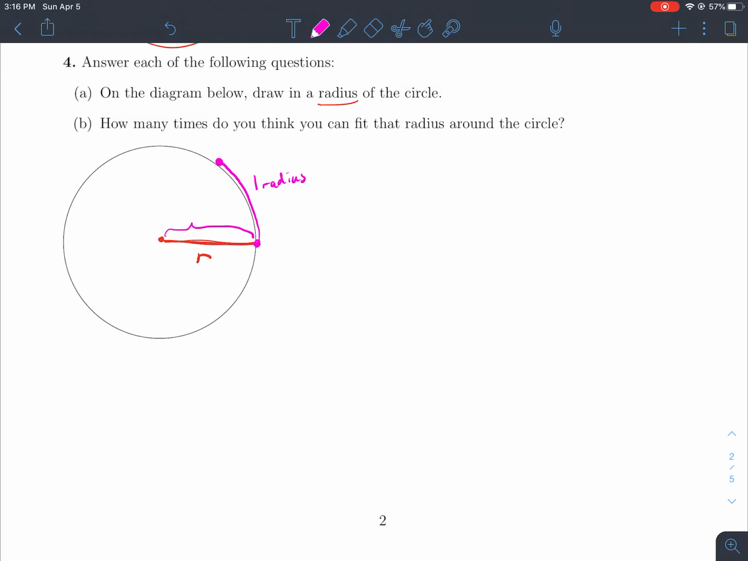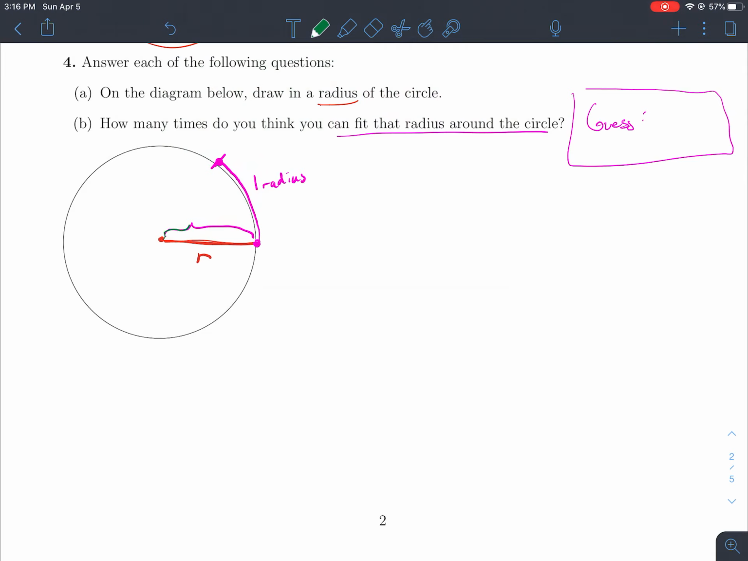I want you guys to take a guess. How many of these radiuses do you think you could put one after the next in order so that it goes all the way around the circle? So write down your guess. Now we can't really take a scientific approach to this because there's no way that I can exactly measure a radius. But if we put a second radius, let's see how that does.